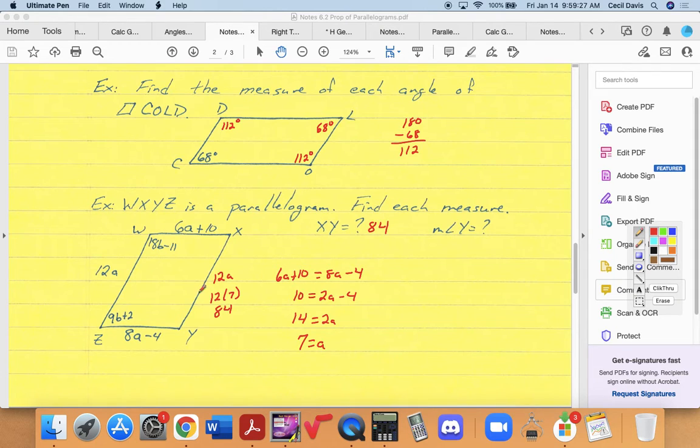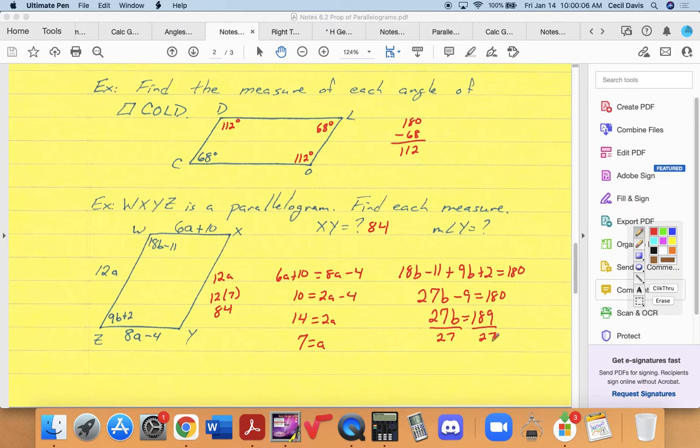And somebody else tell me about these two angles. Yes, they are supplementary. So I just need to write an equation that says that. 18b minus 11 plus 9b plus 2 is 180. So that's 27b minus 9 is 180. Add the 9 to both sides, and we have 27b is 189. Now we need to divide both sides by 27.